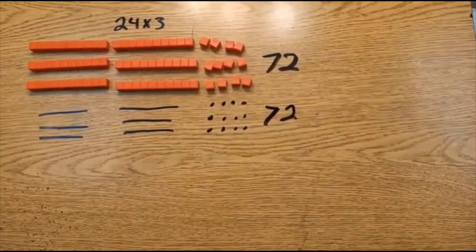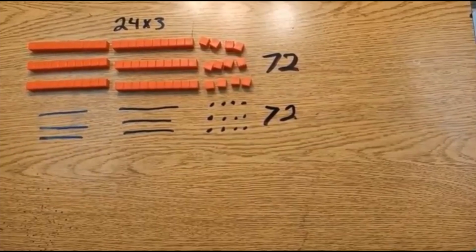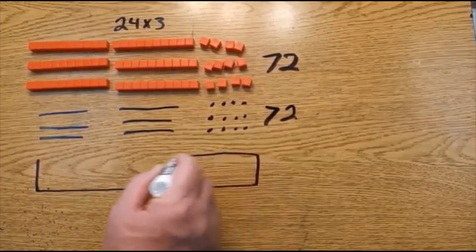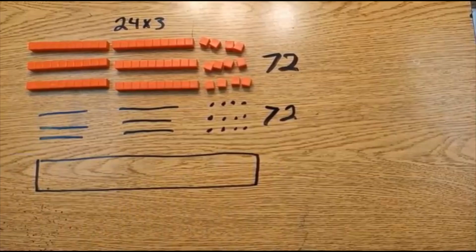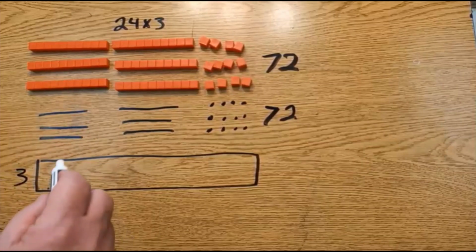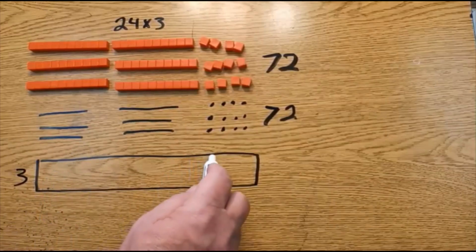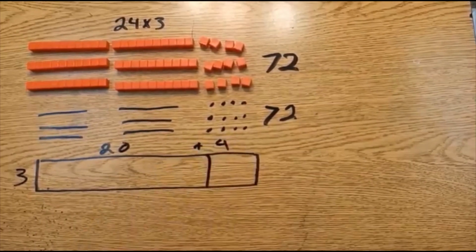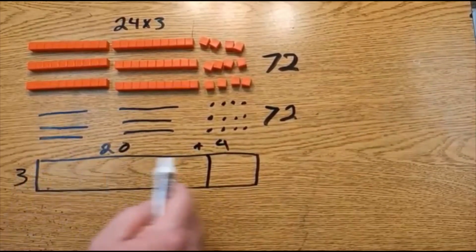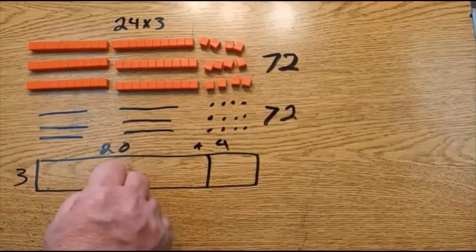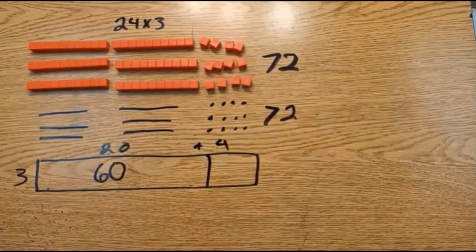Next way we're going to do it is called an area model or a partial product way. So I'm going to draw a rectangle that's going to represent 24 times 3, and I do my 3 rows. So I could break that down. I could break 24 down into 20 plus 4. So this area in my shape right here would be 3 times 20, and 3 times 2 is 6. And I put my 0 to mark my place value, so 3 times 20 is 60.